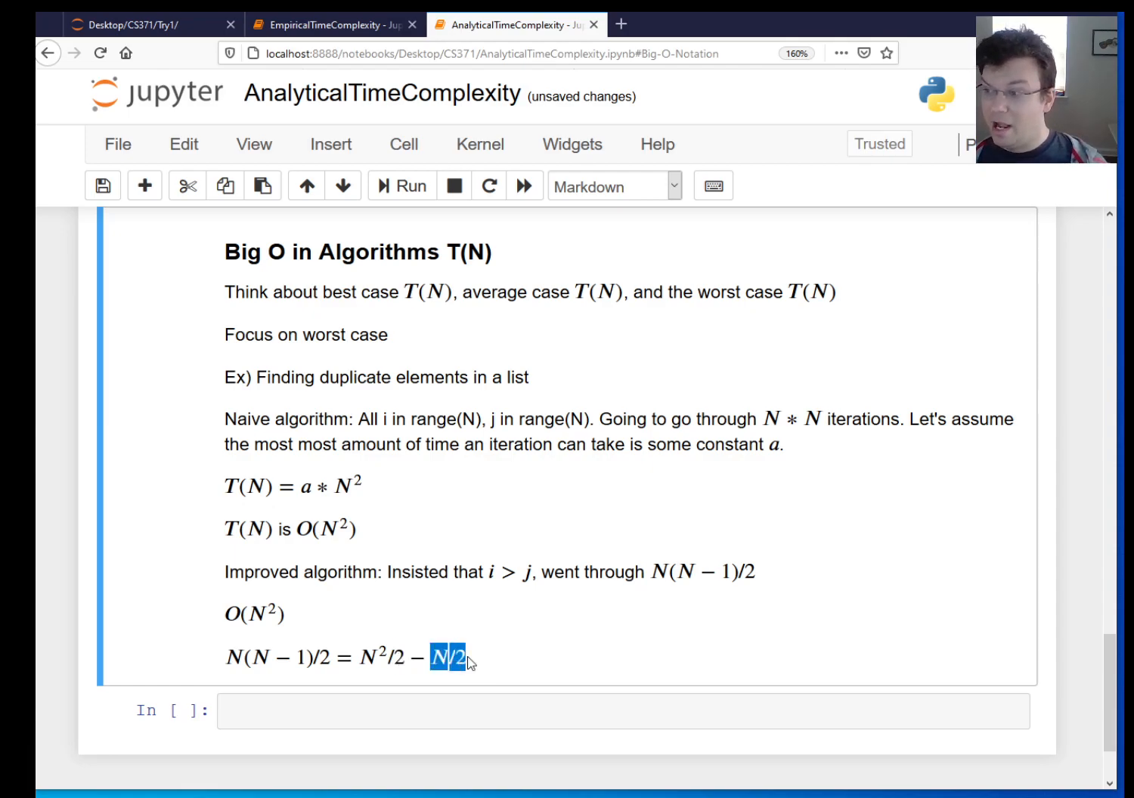And this is a non-dominant term. So even though it looks like this is going to make it faster because I'm subtracting it, it's a non-dominant term. So it's not going to affect how fast this is growing. Okay, so I could write out a similar rigorous proof, but I'm just going to point that out.